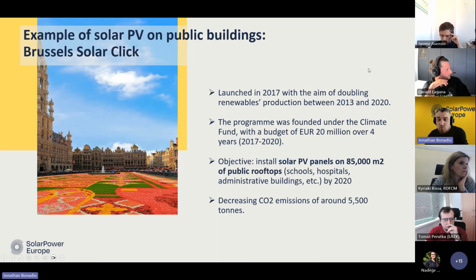And talking about potential, I wanted to show you one very concrete example of what has been done at public level for public buildings, a solar click project by the city of Brussels, which will launch in 2017, which was covering PV panel on 85,000 square meters of public rooftops by 2022. And this managed to decrease CO2 emissions of around 5,500 tons. So it's also something which is happening, which some municipalities have taken forward. And this is here what I wanted to highlight for public buildings. So there is a potential, and there are municipalities that are already grasping this potential.